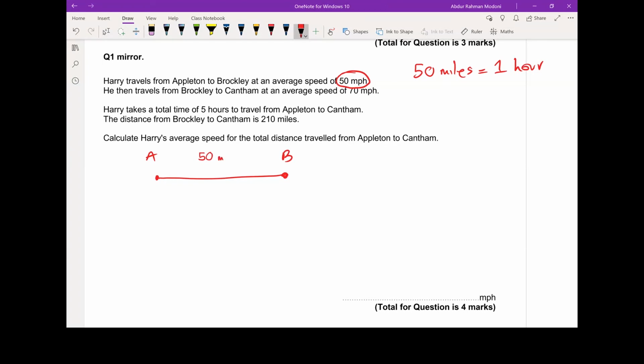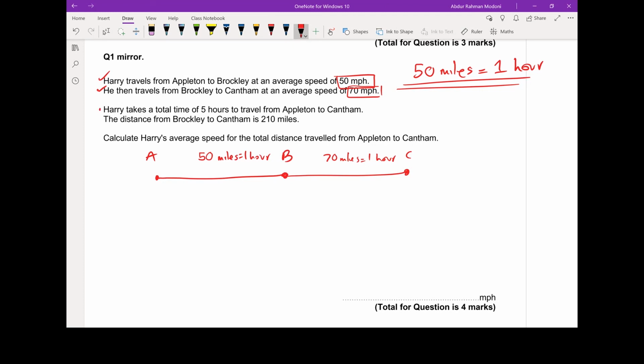Which is essentially 50 miles is equal to 1 hour. I'll write it in that way. And then he travels from Brockley to Cantam at an average speed of 70 miles per hour. So 70 miles is equal to 1 hour. So that's all from the first two sentences. I took out each of those compound measures, i.e. the two measures, and split them up into this format, multiplicative reasoning, ready to start inputting some information and doing the question.